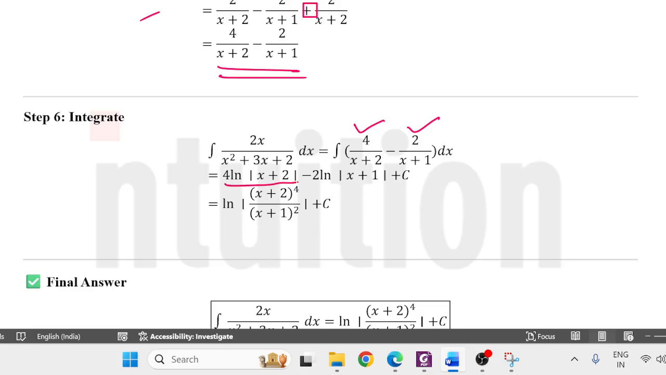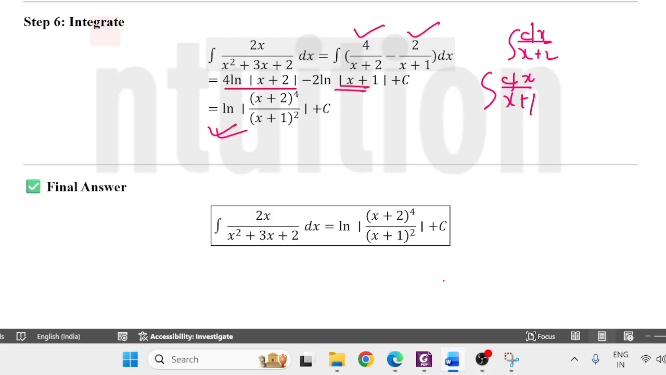So we'll split it. This time you understand that integration of 1 by x plus 2 and integration of 1 by x plus 1 dx, obviously I should write, is nothing but 2 ln of this divided by this. So you can get it this way. So the integration of 2x divided by x square plus 3x plus 2 will become ln of, okay, I'll explain this part.